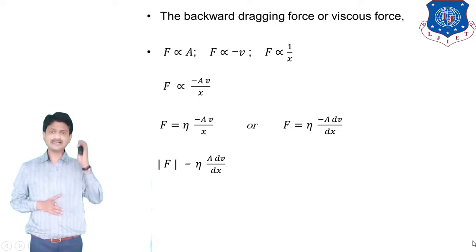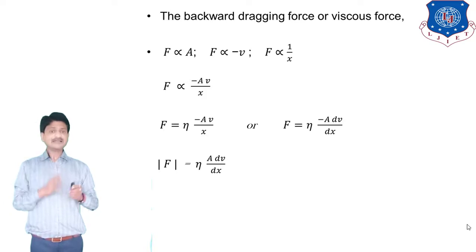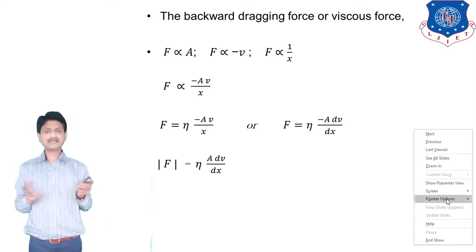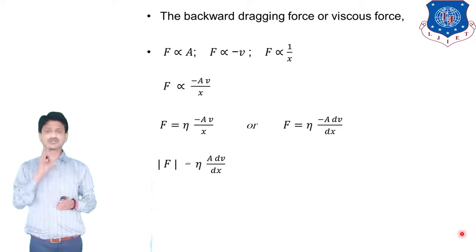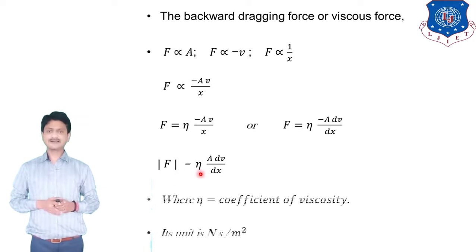viscosity. Here that equation is also simplified as F is equal to minus eta A dv by dx, because here we consider the change in velocity with respect to distance. So finally we have the equation of viscous force, F is equal to eta A dv by dx, where eta stands for coefficient of viscosity and its unit is Newton second per meter square.